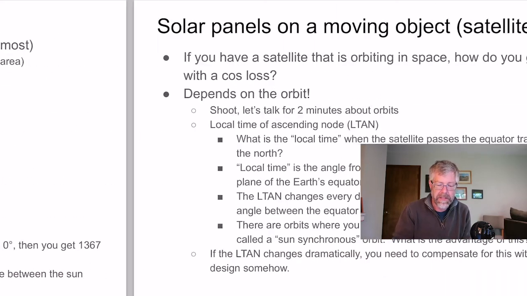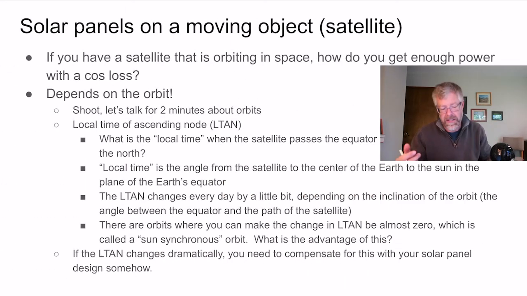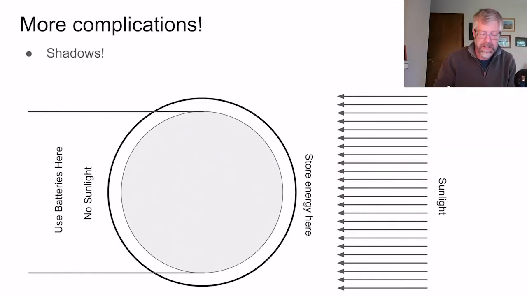All right, let's talk about cosine losses. So you have a satellite that's orbiting in space. Satellites don't stay still. So how do you get enough power with a cosine loss? Well, it depends very much on the orbit. And so let's talk about that on this page here. So let's say that you have a satellite here, and it's got solar panels that are sticking off the back here, and they're laid out like this, basically.